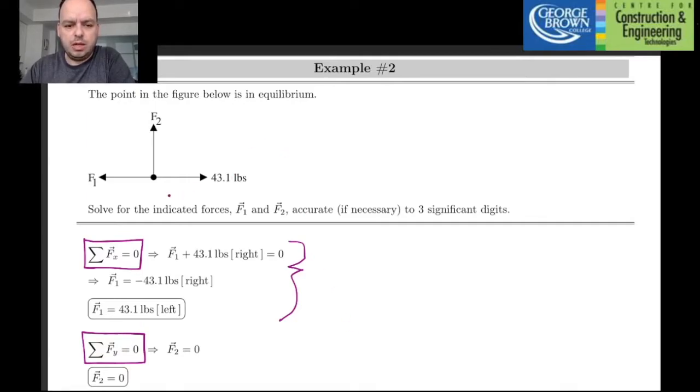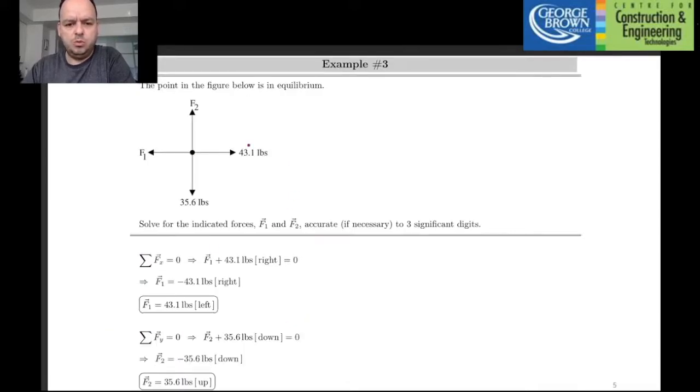Well, since there is no downward force here, then the upward force has to be 0 in order to preserve equilibrium. Or, if you want to, you can add up all the forces in the vertical direction and see that they indeed add up to 0. There is only one force in the vertical direction, so it by itself must be 0.